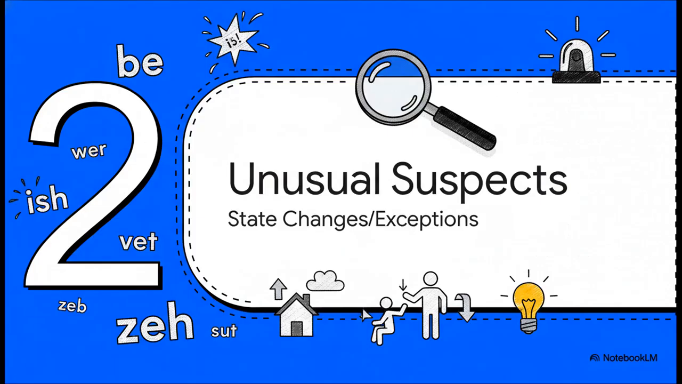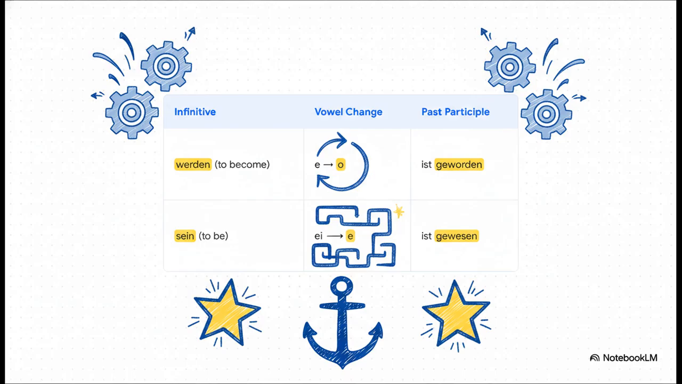Kinda neat, right? All right, so we've got the main patterns down, but now let's talk about the unusual suspects. These are a couple of absolutely essential verbs that either describe a change of state or, well, they're just plain exceptions. They play by their own rules, but they're so important you've just got to learn them. Now with these two, honestly, you just got to memorize them. They're that important. Werden, to become, has its vowel change from E to O, becoming ist geworden. And the big one, the most fundamental verb of all, sein, to be, does this really unique shift and becomes ist gewesen. These are absolute must-knows, trust me.